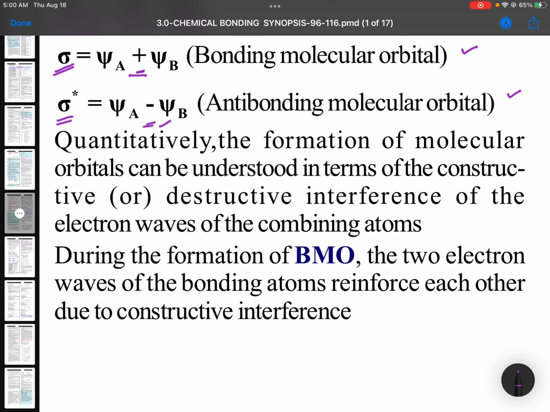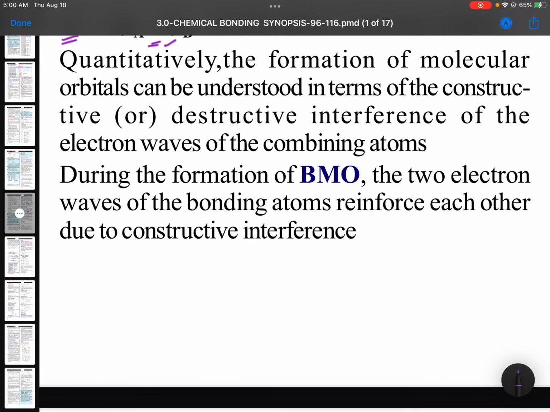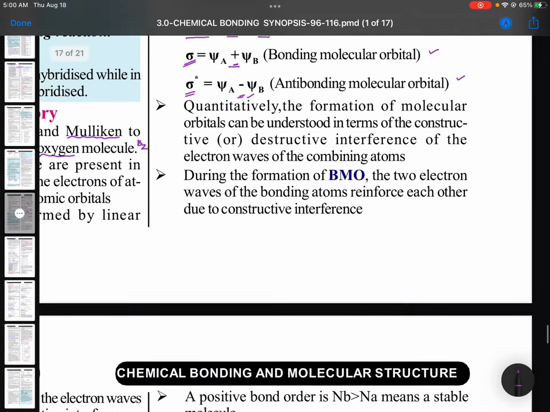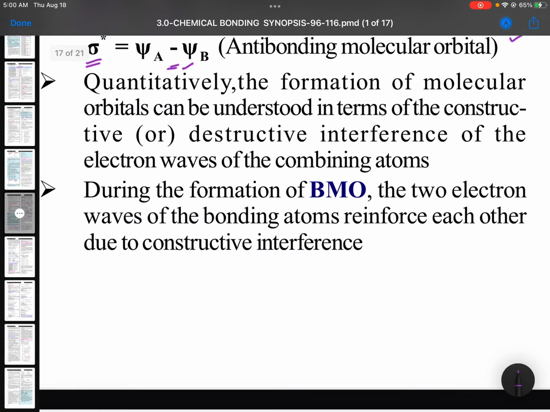Quantitatively, the formation of molecular orbitals can be understood in terms of the constructive or destructive interference of the electron waves of the combining atoms. During the formation of BMO, the two electron waves of the bonding atoms influence each other due to constructive interference. I think the diagram should be there. If it is not there, I give you the diagram, no problem. It is like this. One more you take.